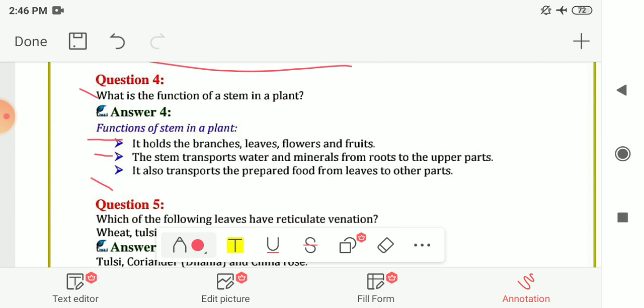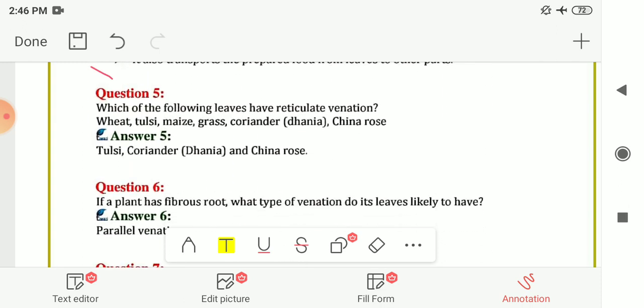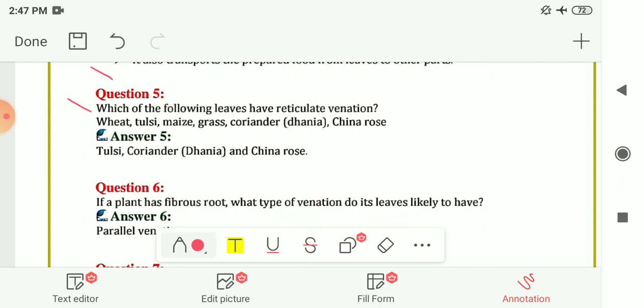Next one, it also transports the prepared food from leaves to the other parts. So these are the functions of the stem. Next, fifth number, which of the following leaves have reticulate venation? Wheat, tulsi, maize, grass, coriander, or you can say dhania, or China rose.